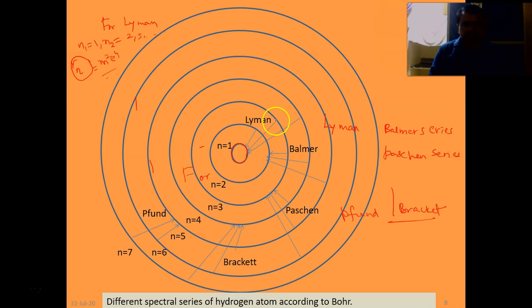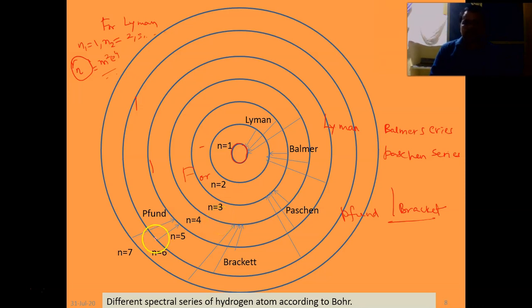When an electron jumps from higher energy levels, that is n is equal to 3, 4, 5, and so on, to the n is equal to 2 energy level, then Balmer series will be formed. Suppose an electron jumps from higher energy levels such as n2 is equal to 4, 5, 6 and so on to an orbit which has n is equal to 3, then Paschen series will be formed.